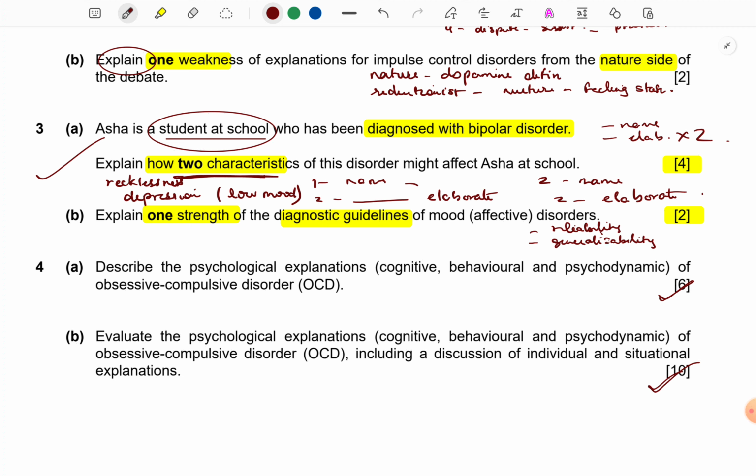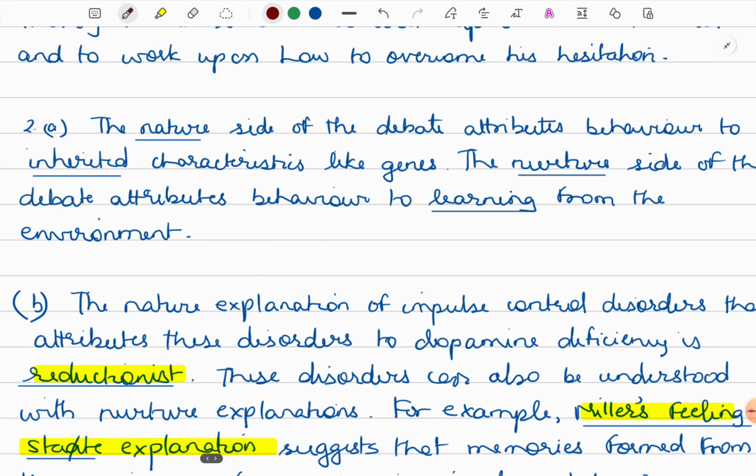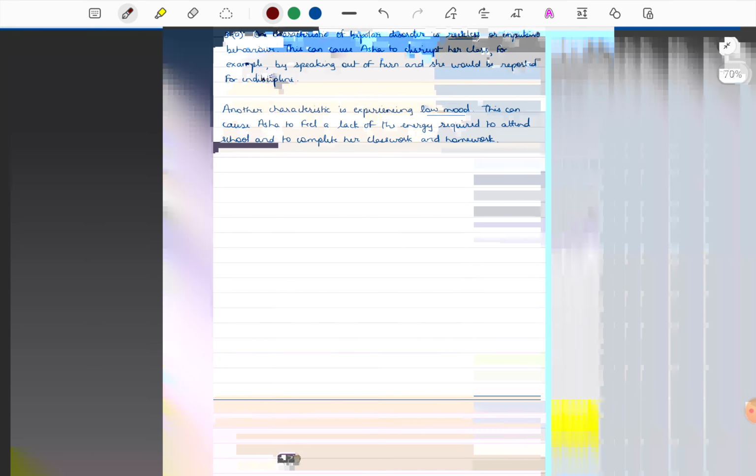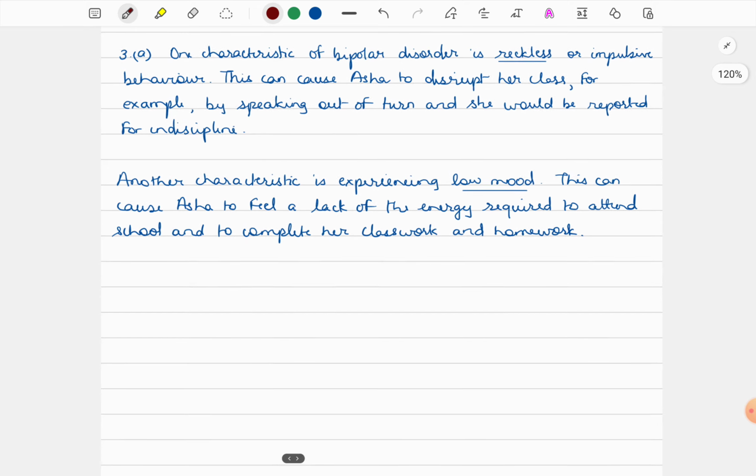Also, of course, it is objective. There is a very fixed duration of how long the symptoms should be visible and how many symptoms are required for diagnosis. So such things make the diagnosis very unbiased. So a number of points come to mind. Right now I'm just taking reliability, and following that same format which I always take, I'm answering this question.